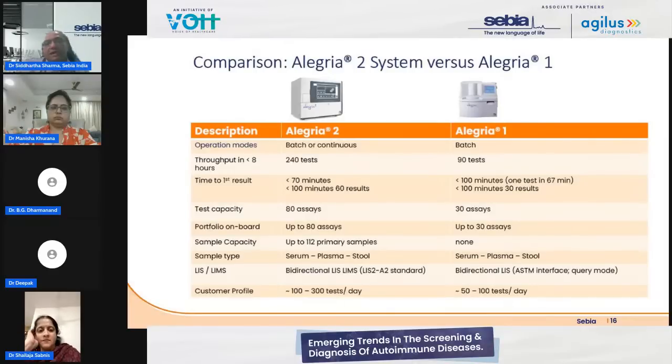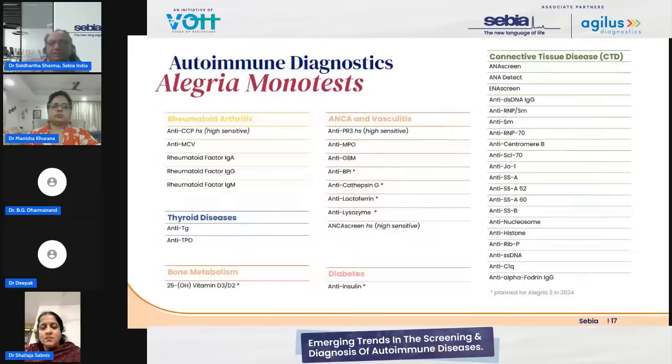So the laboratories which have a high workload for autoimmunity testing can definitely have a utility of having an Allegria 2 in their premises. Allegria 1 is more suitable for a low throughput lab, or for hospital-based labs if they need to generate a high quality and a fast reporting for the clinicians.